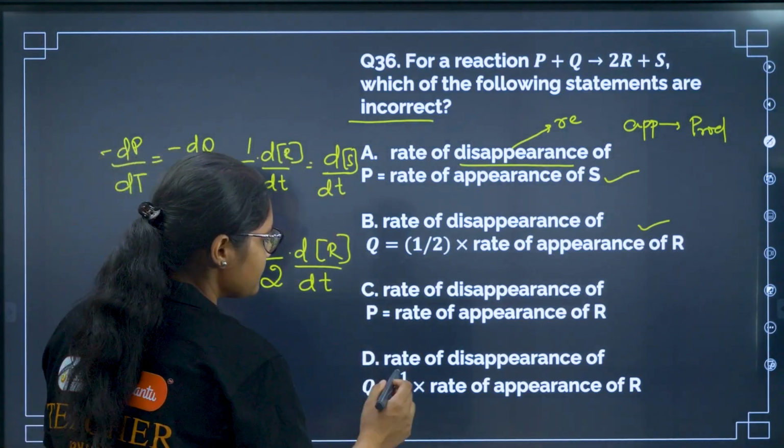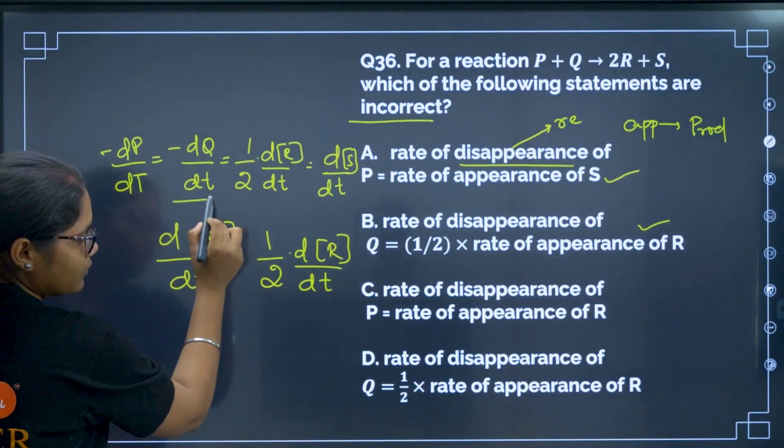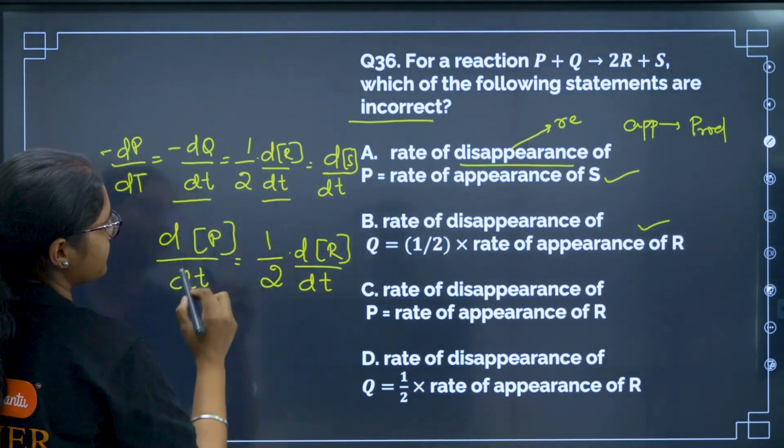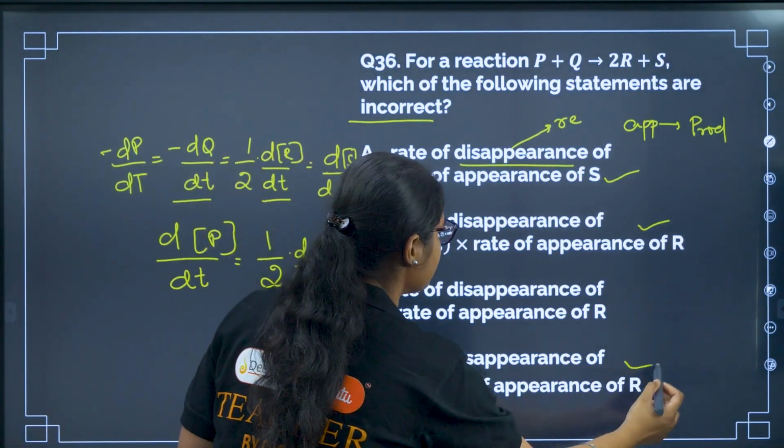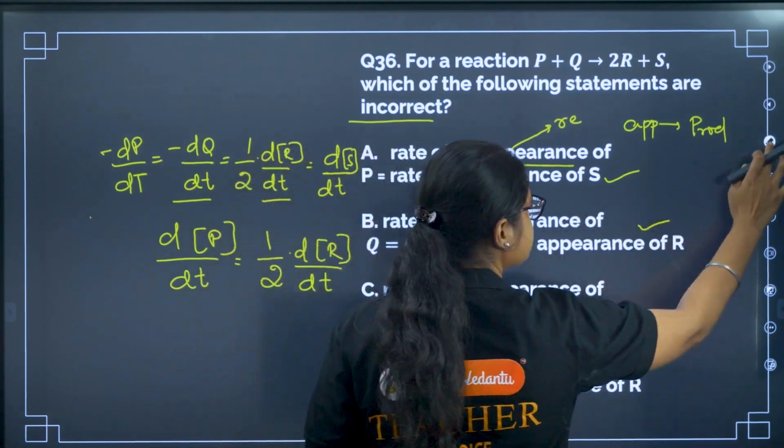Let us see the next one. Rate of disappearance of Q is equal to half of rate of disappearance of R. So this statement is also correct. The correct answer for this question is option C.